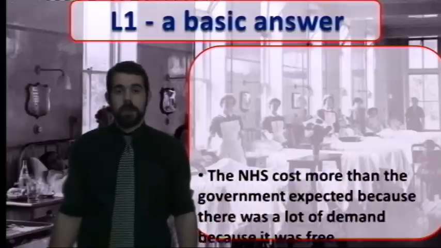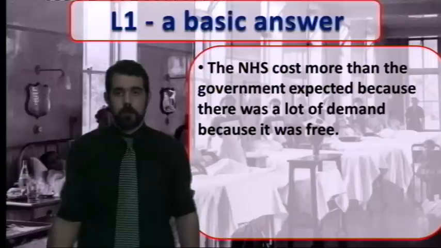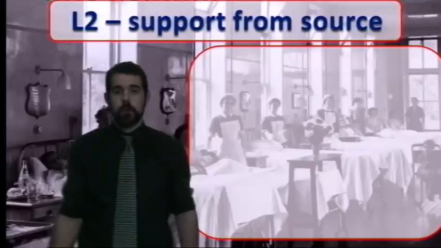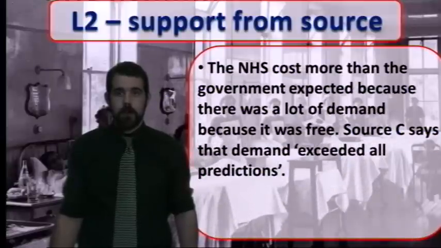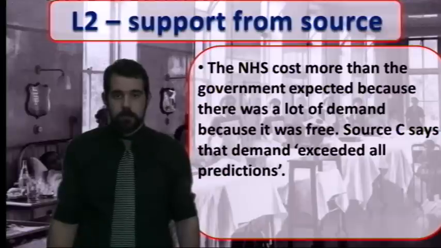At level 1, a basic answer, you're telling me why it happened in very simple terms. The NHS cost more than expected because there was a lot of demand, because it was free. That's an accurate answer, but there's not much detail going on and there's no use of the source. Level 2, you start to get some support from the source. So, same answer again, but it's now backed up with a quote that's going to make it a better answer. Source C says demand exceeded all predictions. Still not blown away by the answer, but it's all accurate. It's going to be level 2.